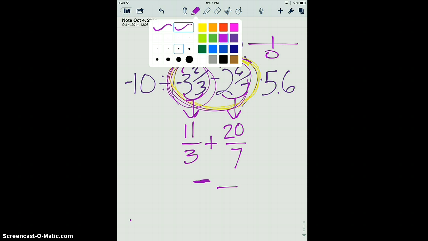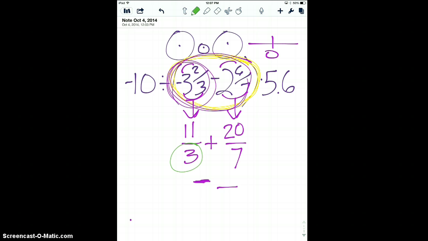And then I run into another issue. These do not have common denominators. So to make the common denominator, I am going to multiply to get their LCD, their least common denominator, which would be 21. So I'm going to multiply that by 7 and this one by 3. So I am at 77 over 21 and I'm at 60 over 21.